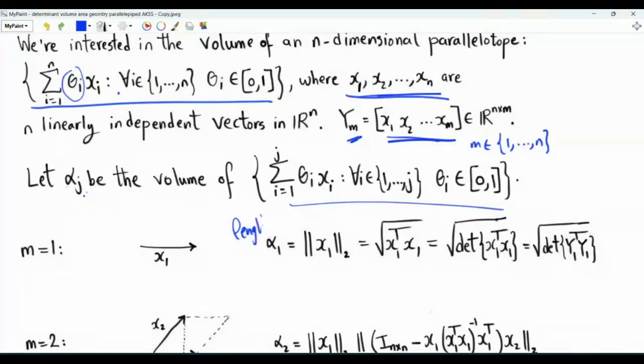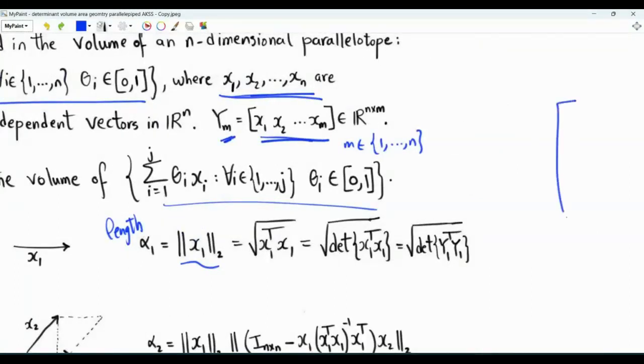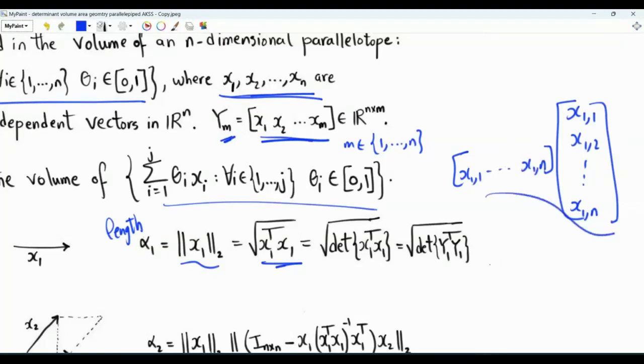In this case, the volume is the length. It's the length of the vector x1, and that's it. So this is the L2 norm of vector x1. And the L2 norm can be written as the square root of x1 transpose times x1. If vector x1 has components x11, x12, all the way to x1n, then what we do to compute the L2 norm is to take the row version of this vector, the transpose of this vector, and multiply by the vector. So this is x11 all the way to x1n. When we do the multiplication, we will get x11 squared plus x12 squared, and so on. And this is the L2 norm squared. So taking the square root, now we have the length of that vector.